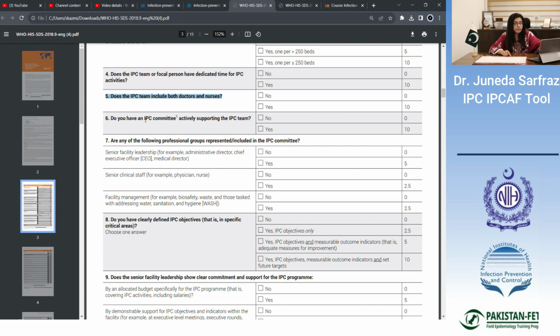Does the IPC team include both doctors and nurses? That's an oversight that needs to be acknowledged also. Sometimes we think that these things come only in the purview of doctors.